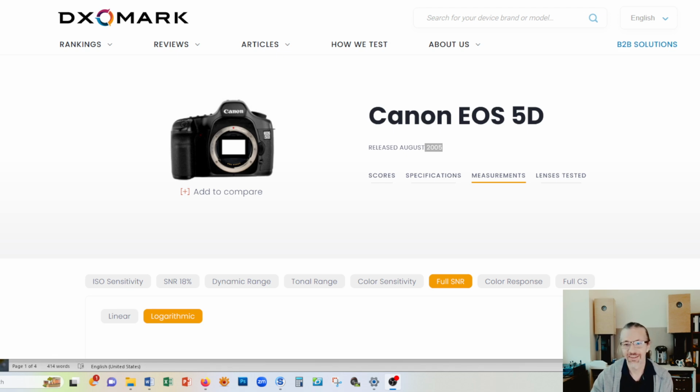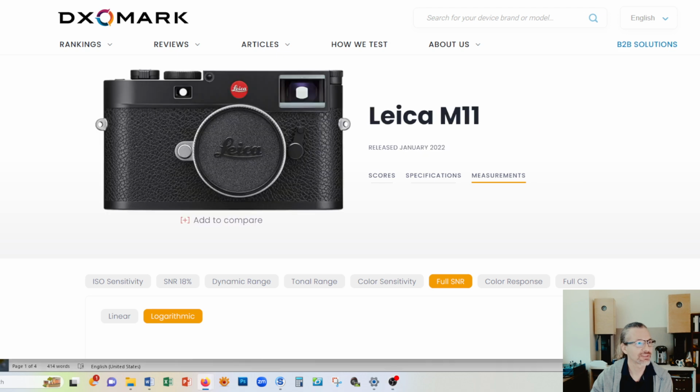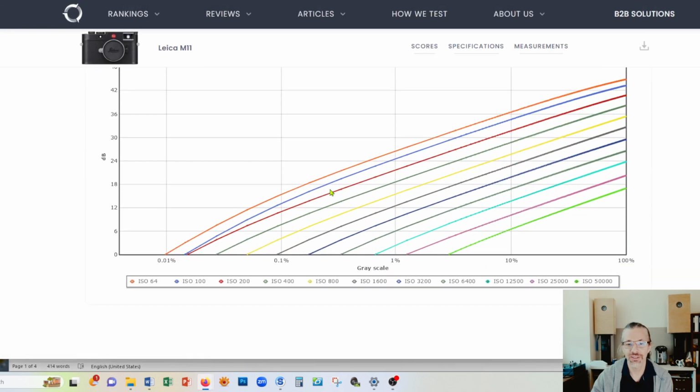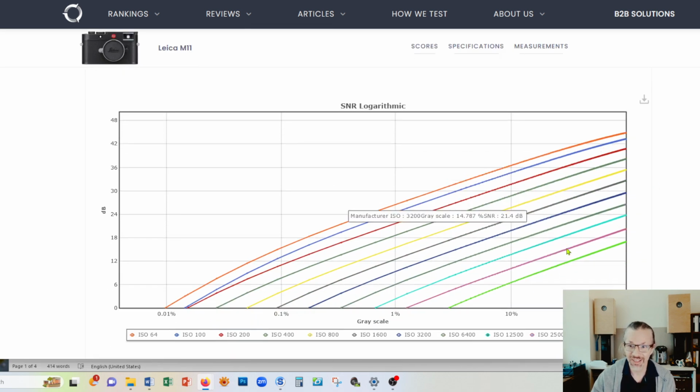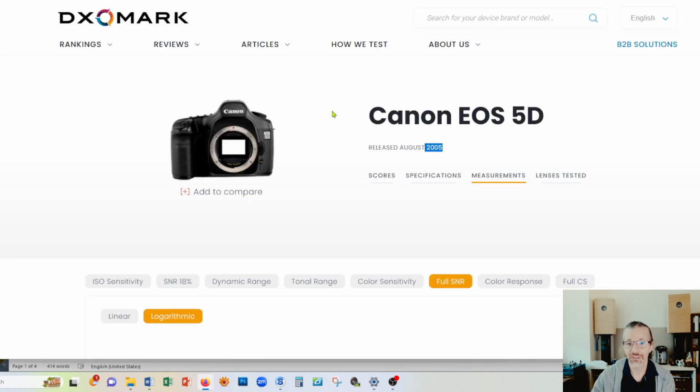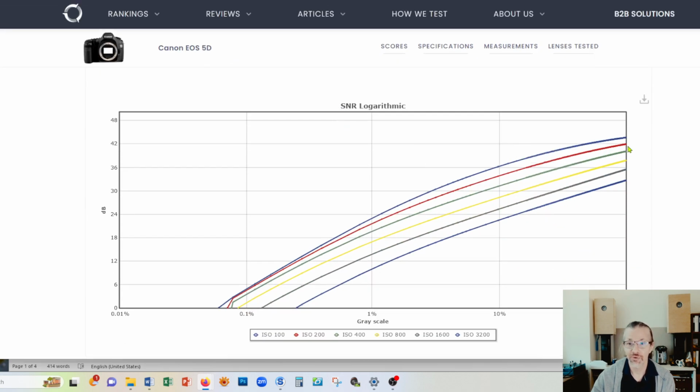However, during the previous two sessions, I've shown these graphs, which are the full signal to noise measurements of DxOMark, shown for each of the ISO settings. And what I did is that I read out the highest and the lowest ISO measurements of both cameras. I mean, the highest and lowest of the 5D Classic.